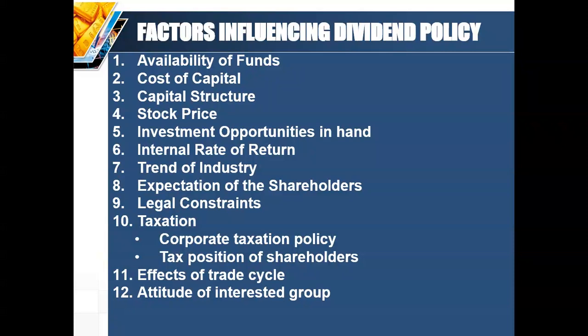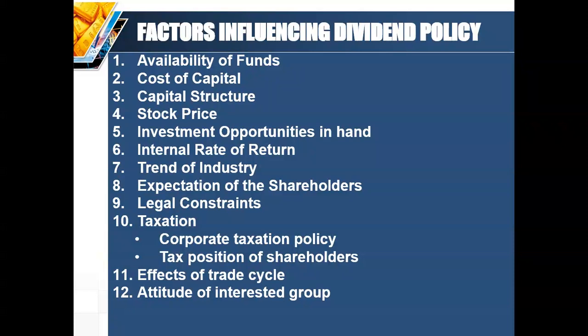And the next one is the expectation of the shareholders. The shareholders can be categorized into two categories: those who invest for regular income and those who invest for growth. Generally, the investor prefers current dividend over future and long-term growth. In that context, if the investors fall into the second category, then it is better to distribute dividend to the shareholders.